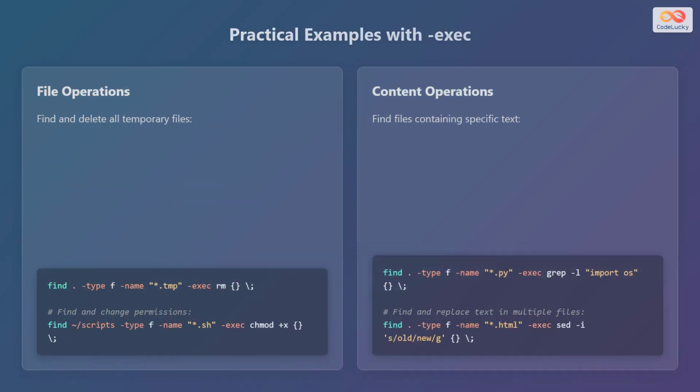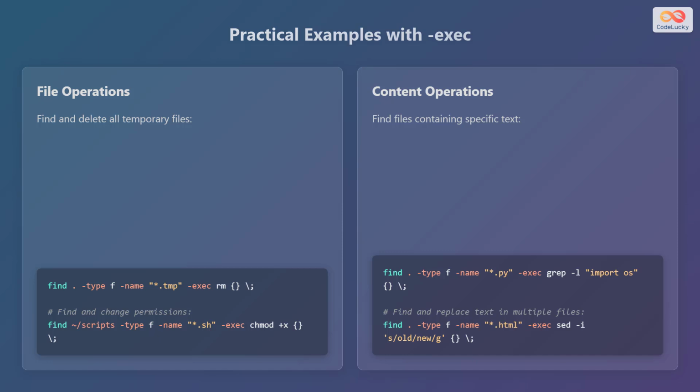Let's go through some practical examples of the exec option in action. First, to find and delete all temporary files, you can use the command find . -type f -name "*.tmp" -exec rm {} \;. This command locates all files with the .tmp extension in the current directory, and then deletes them one by one.